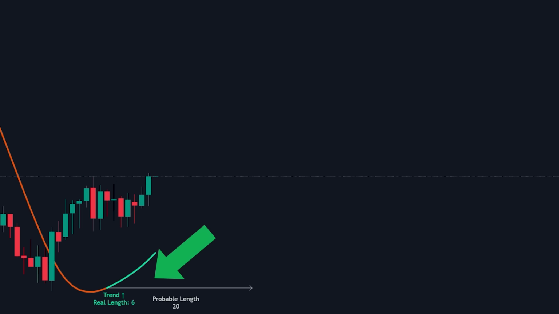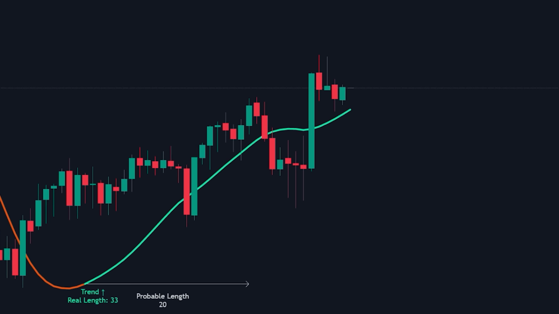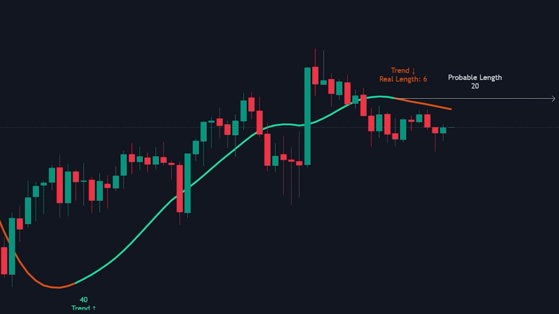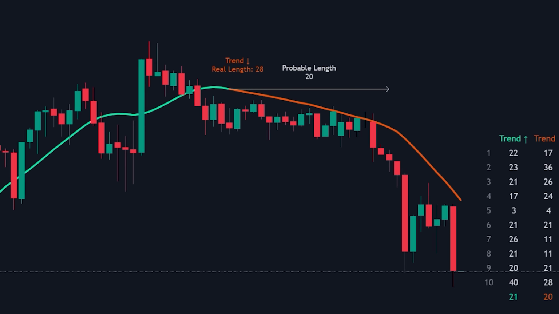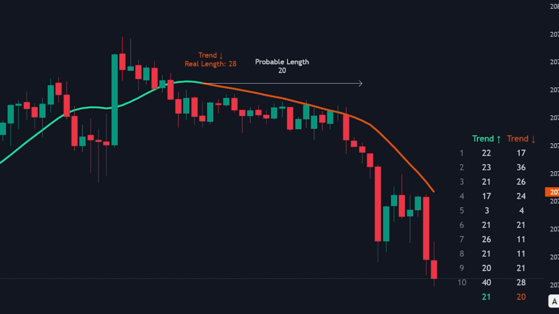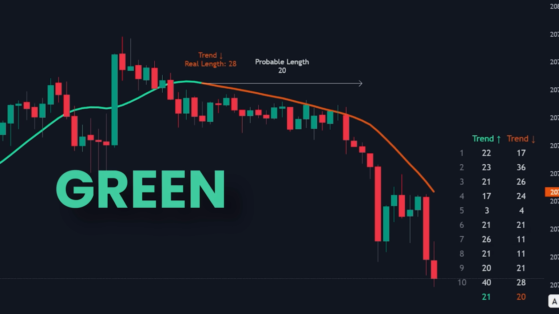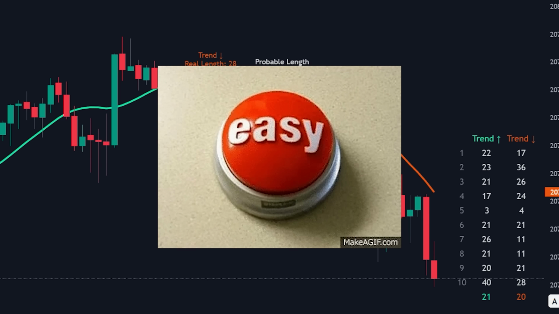As the move develops in real time, it updates a live length label and shows you a probable length extension so you can determine whether the current push is in its early stages, middle phase, or approaching exhaustion. You'll also notice a small table that logs previous uptrend and downtrend durations plus running averages so you can see historical context at a glance. Green indicates uptrends, red marks downtrends. Simple and instant visual feedback.